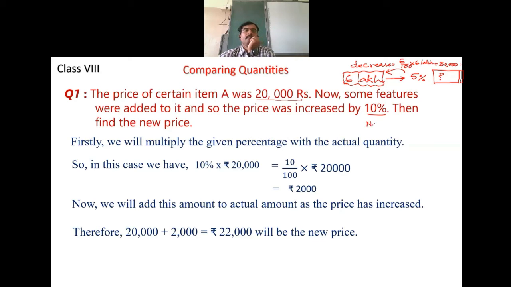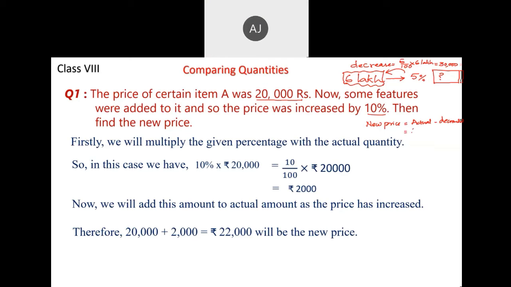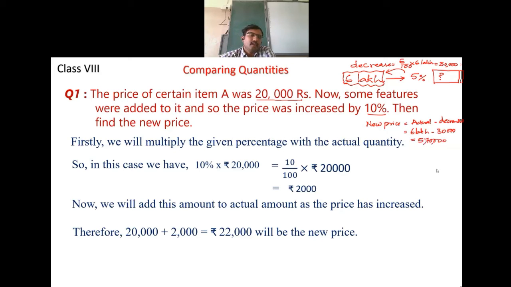So when we find the new price, it would be the actual price minus the decreased value. The actual price is 6 lakh minus 30,000, and it comes out to be 5,70,000. Yes.